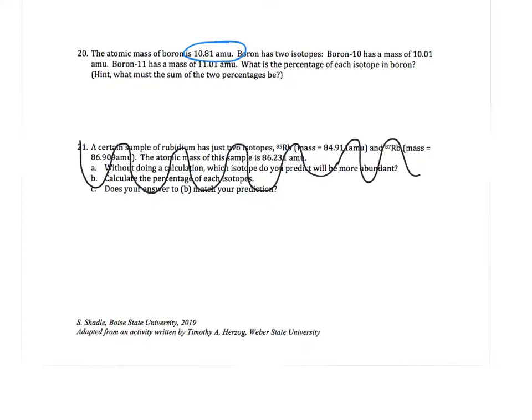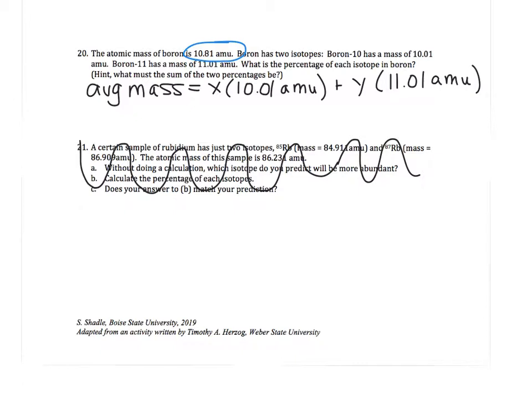But let's see if that's borne out, because the question asks us to figure out what is the percentage of each isotope in boron. So let's start by writing out our general equation. So here's that equation. Remember that the average mass is always the fractional abundance of the first isotope times its mass plus the fractional abundance of the second isotope times its mass. Now I don't know the fractional abundances because that's what the question is asking me for. So for right now I just put an X here and a Y here. But this is the mass of the first isotope, the mass of the second isotope. So we have a pretty standard problem in an algebra equation where we've got one equation and two unknowns. How do we calculate what X and Y are?